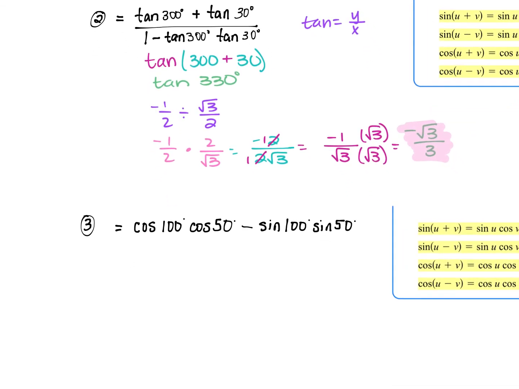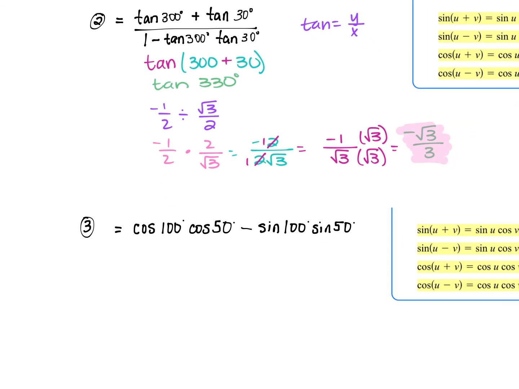For number 3, you're working with cosine 100 times cosine 50 minus sine 100 times sine 50. What two angle measurements are we working with? Put them in parentheses, leave a little space between them. Are we working with sine or cosine? Addition or subtraction? Opposite. Addition. So 100 plus 50 is? You're finding the cosine of 150 degrees. Cosine is your what value? And what is the x value on 150 degrees?